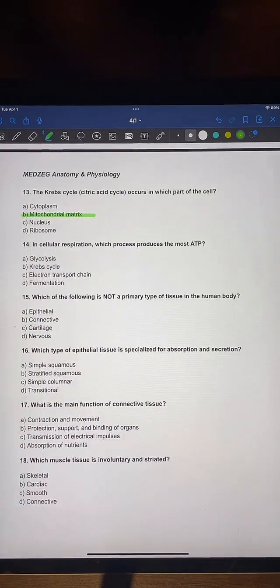Moving on to 14, in cellular respiration, which process produces the most ATP?